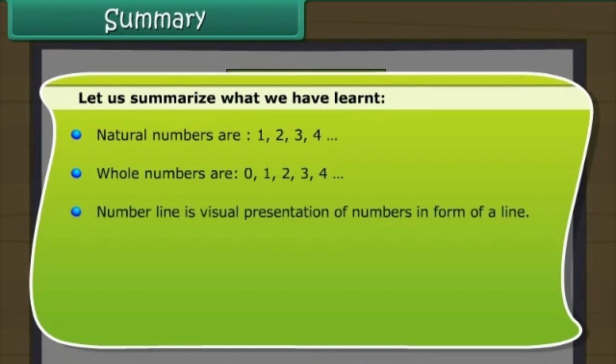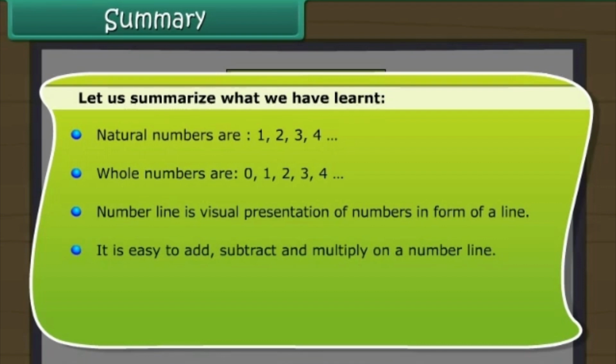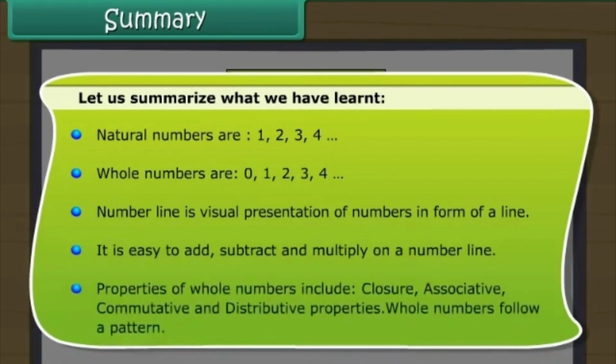Number line is a visual presentation of numbers in the form of a line. It is easy to add, subtract and multiply on a number line. Properties of whole numbers include closure, associative, commutative and distributive properties. Whole numbers follow a pattern.